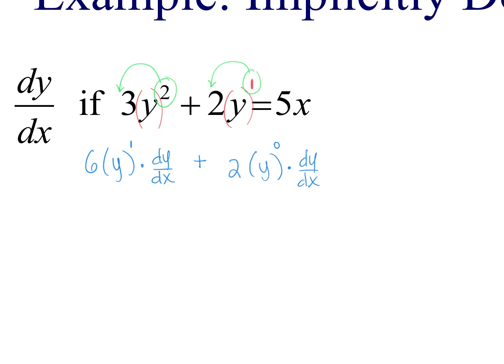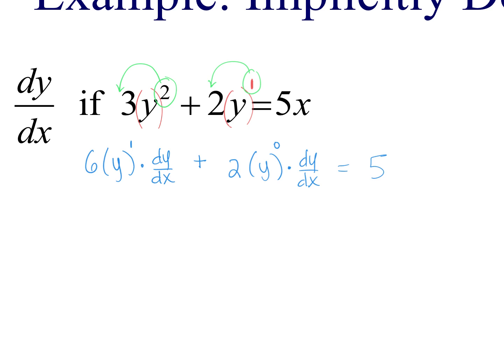Don't just assume because you got to a 0 power that you're done. You're not done. There is still something on the inside. On the other side, we just have 5x. So we can just take the derivative of 5x, which we all know is 5.